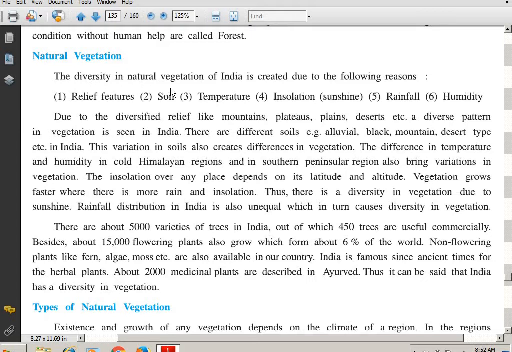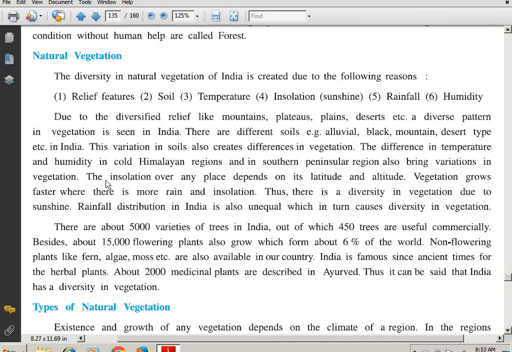Students, remember these points. First is relief features. Now what is that relief features? We'll be seeing over here. Soil, of course you know that we have already studied the different types of soil, like black soil, alluvial soil, desert soil, and so on. And so the type of soil helps the vegetation to grow. The temperature: if it is very hot, very cold, humid, or rainfall is more, what type of trees can be grown in that area? Insolation, that is the sunshine, the amount of sunshine you get over there, the rainfall, of course, as we talked about, and the humidity.